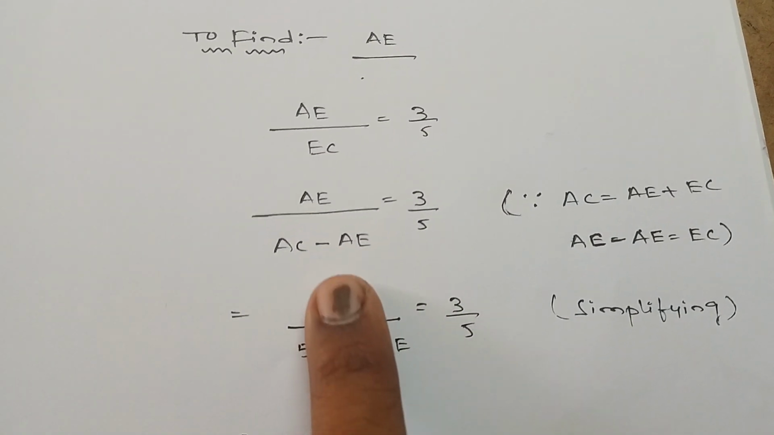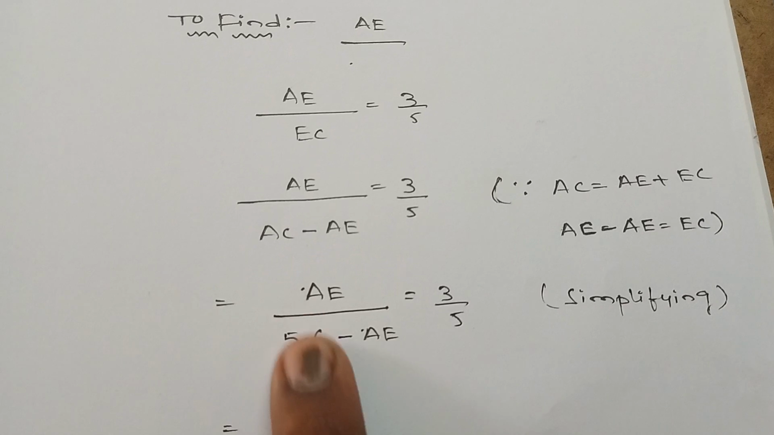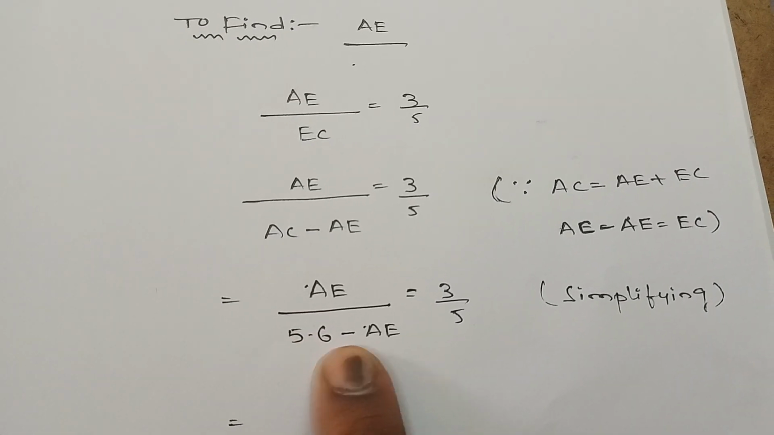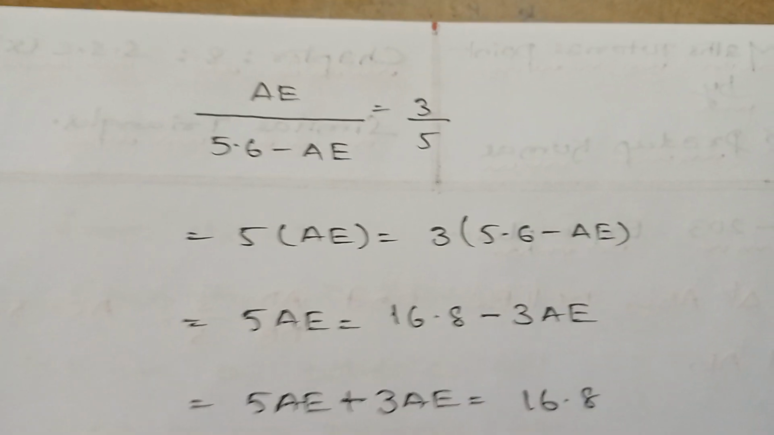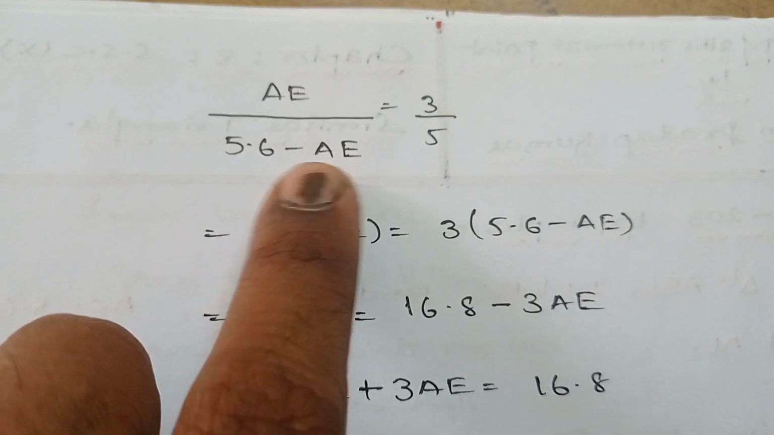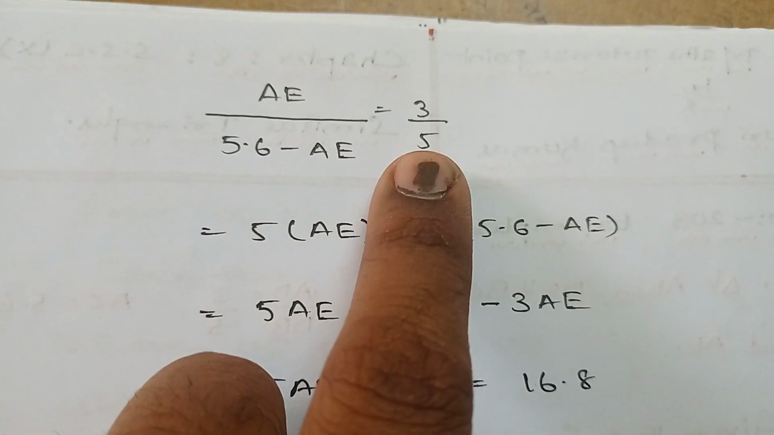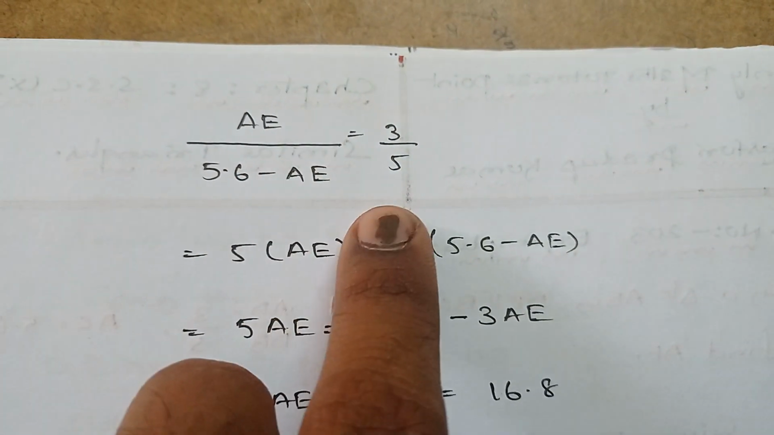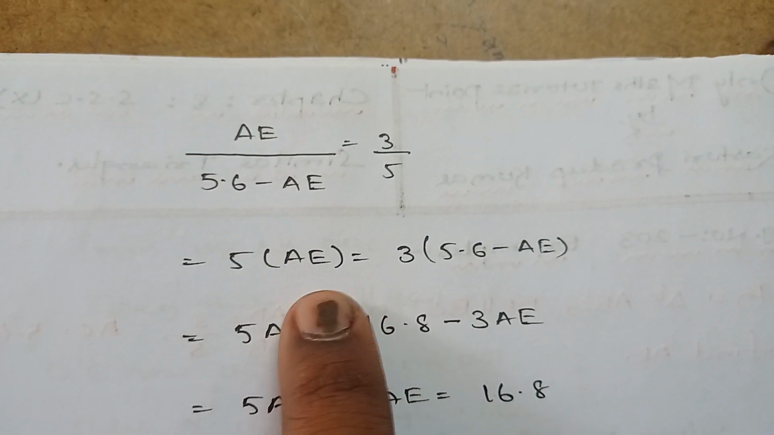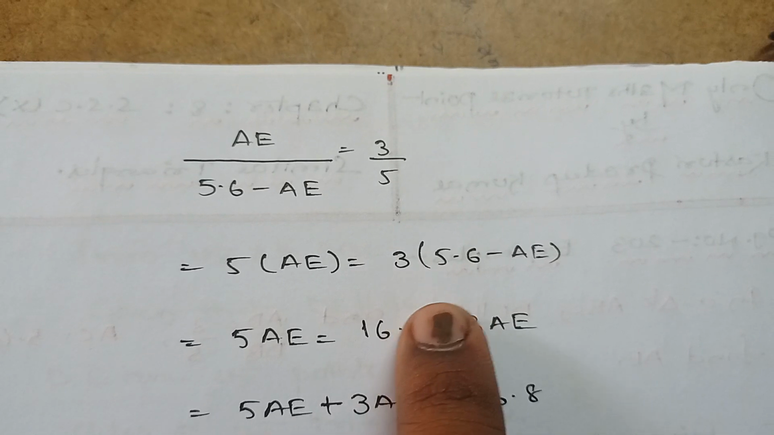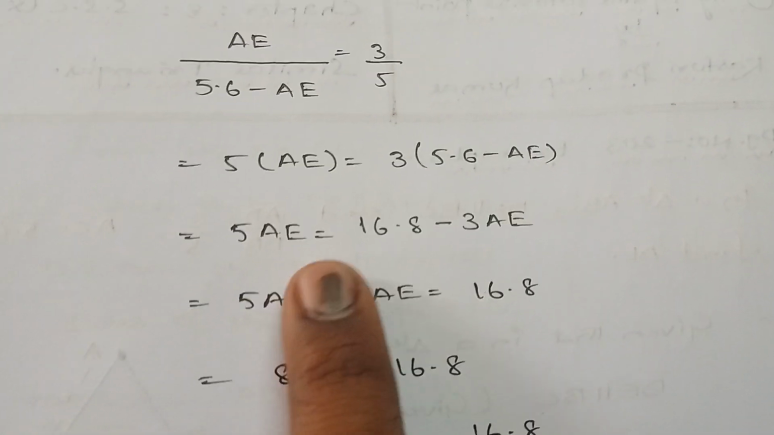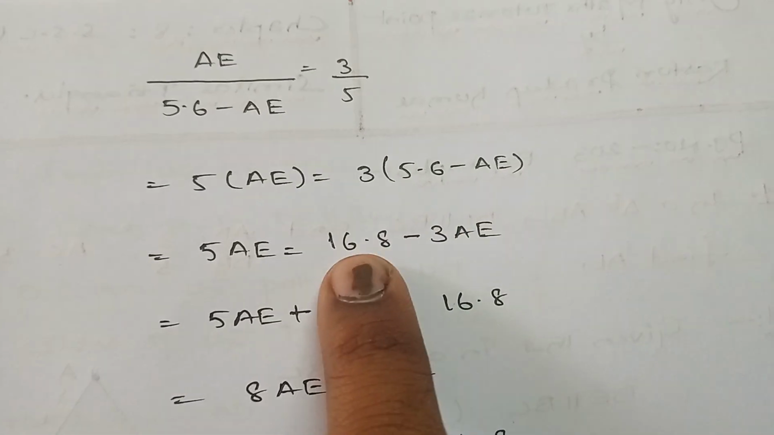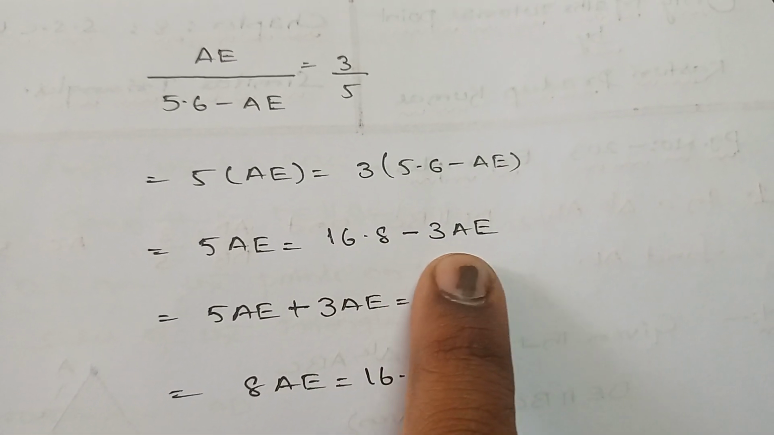So substitute all the values. AE we don't know, AC value we know. AE by 5.6 minus AE equal to 3 by 5 guys. Do the cross multiplication. We get 5 into AE equal to 3 into (5.6 minus AE). So simplify. 5 AE equal to 16.8 minus 3 AE.